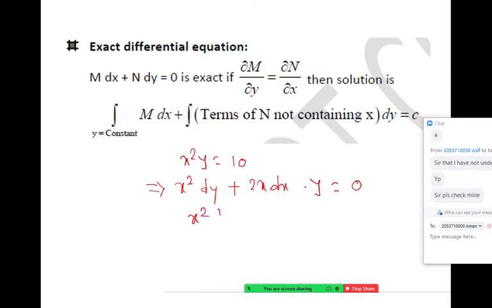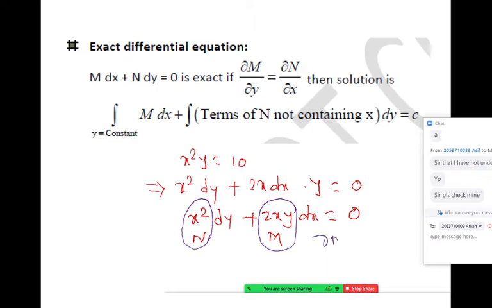Thus we got this equation: x square dy plus 2xy dx is equal to 0, or I will say this is M dx plus N dy equal to 0. What is the value of M? The value of M here is 2xy, and the value of N is x square. Now what is partial M by partial y? It is 2x. And what about partial N by partial x? That is also 2x. So we observe that partial M by partial y is equal to partial N by partial x, and hence it is exact.